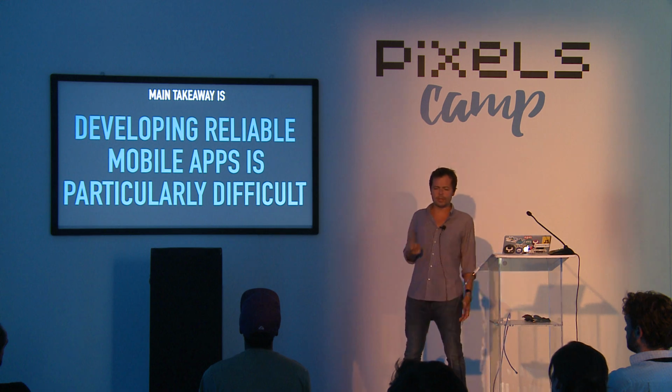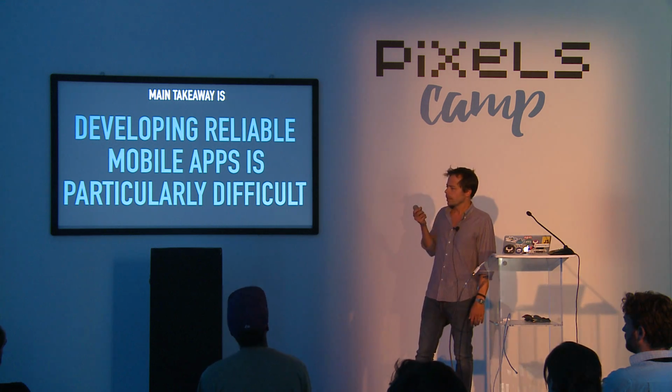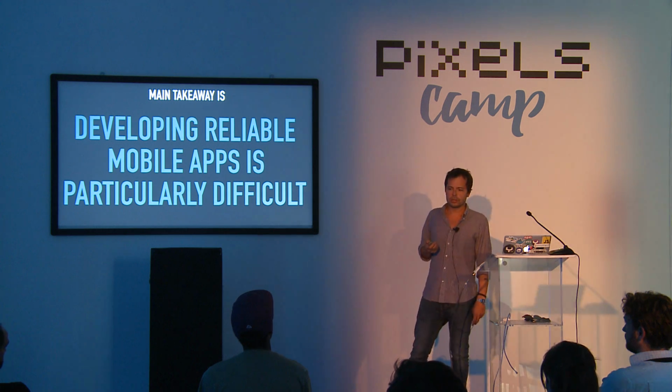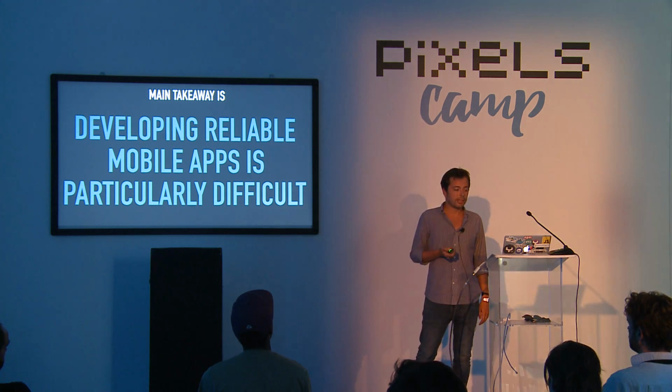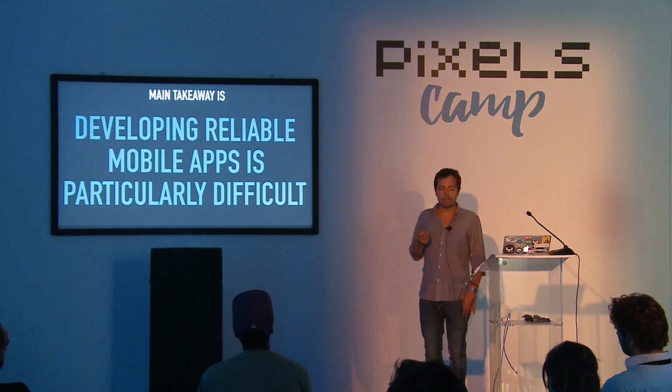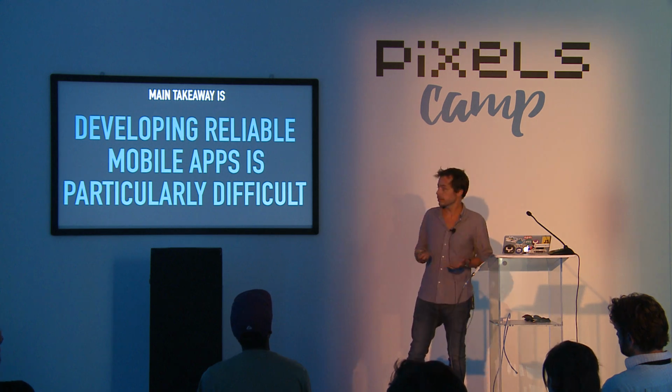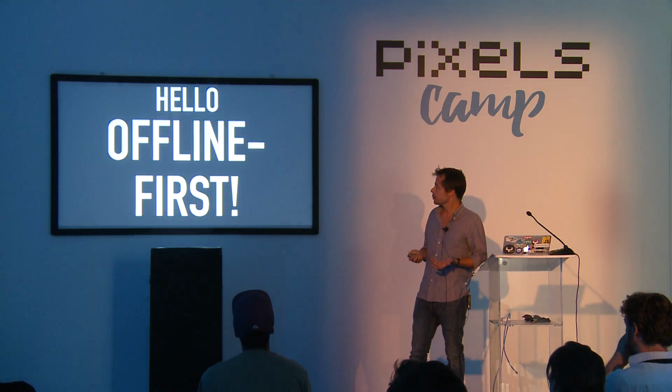But the main takeaway here is that developing a reliable mobile app that uses a mobile network is particularly difficult. Being offline is not an exception, it's a given, and programmers should be aware of that. So what's the solution?